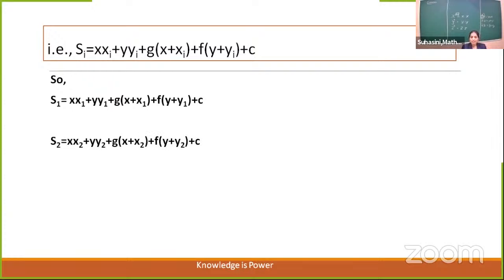So for varying values of i, we get different notations. Now I am taking i equal to 2. Then we get S2, which is x² plus y² plus 2g times x plus 2f times y plus c. Now we have substituted only one x in the given terms.